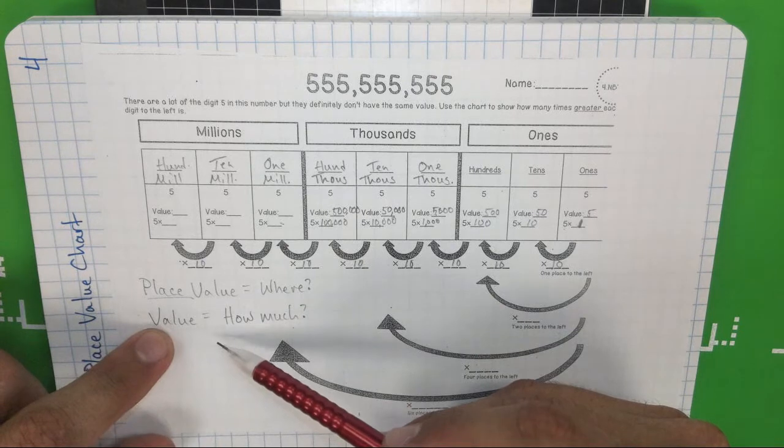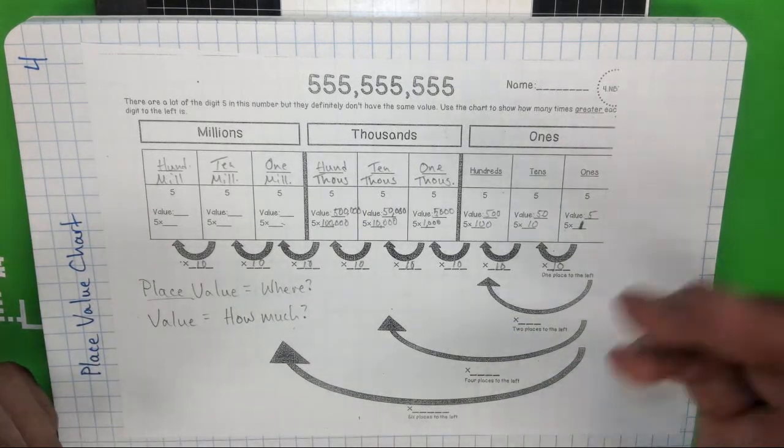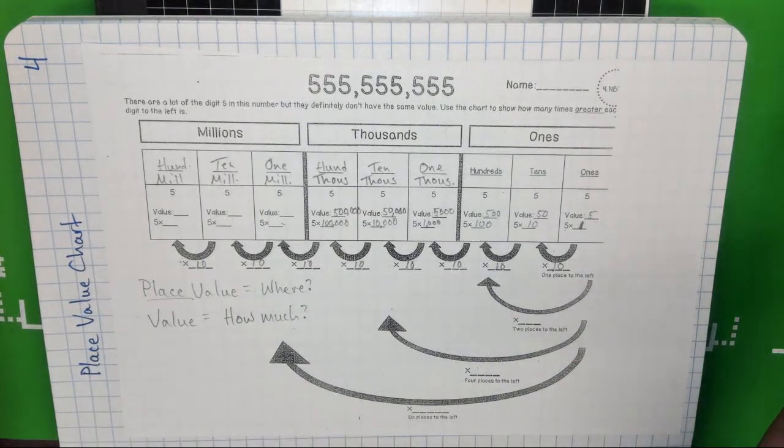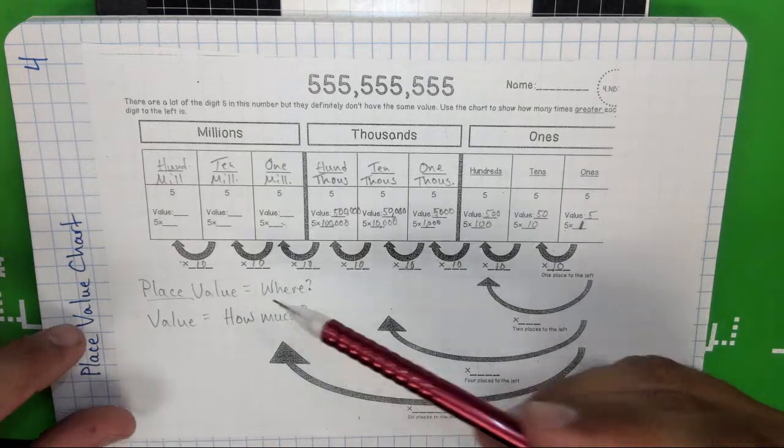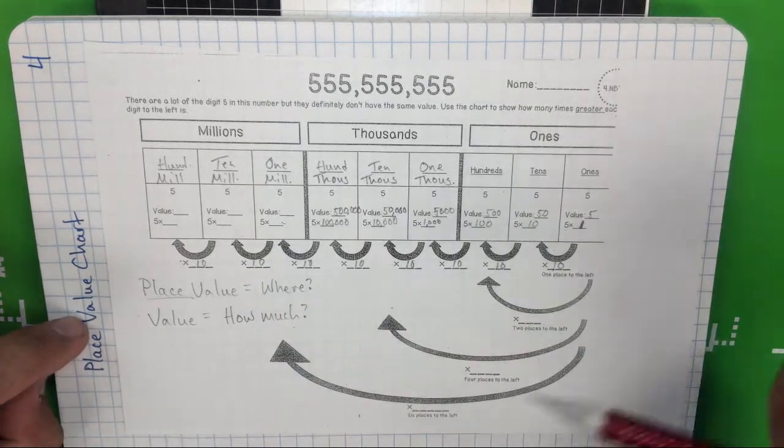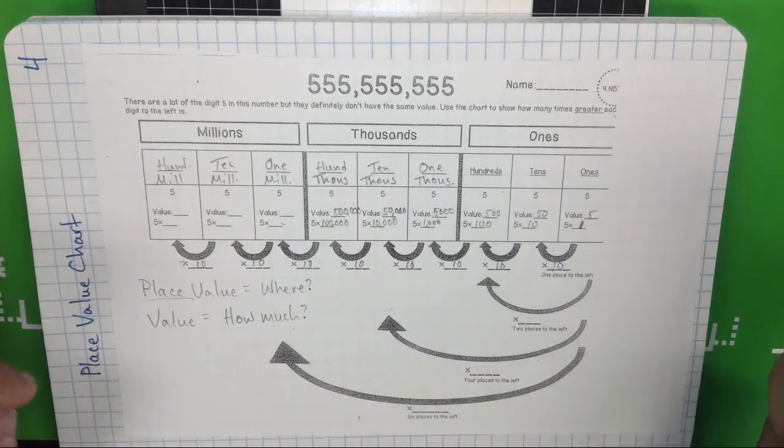The value of it is how much. Just like how much you would value your favorite teddy bear at home. That's how much it is worth to you. It's very valuable, you would say. All right, so we have place value, which is where a digit is located, and value, which is how much.